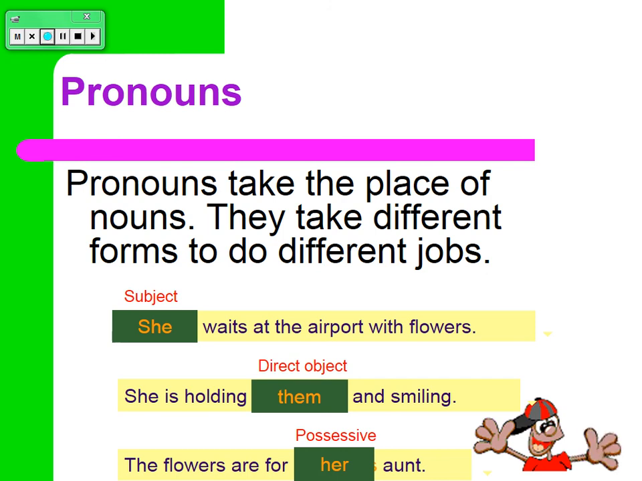Okay, so this is where we get into the pronoun conversation. That was just a quick review to get your head remembering the different parts of the sentences. So pronouns take the place of nouns. They take different forms to do different jobs. So we have very many different types of pronouns, okay? We're going to start with subject and object today.